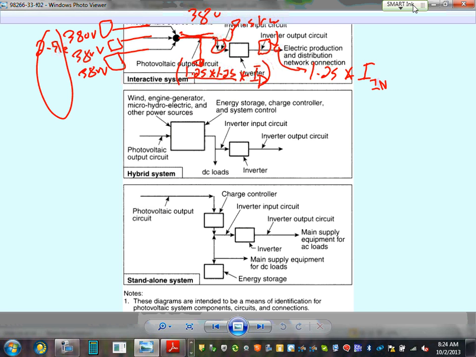Now, ground fault: you have to provide ground fault protection. What is a ground fault? A fault from the positive to the frame of the panels is a ground fault. A positive to the negative is a short circuit. A positive to the ground, to the frame, is a ground fault, right? So if you get a ground fault, they have a fuse that trips on a ground fault.